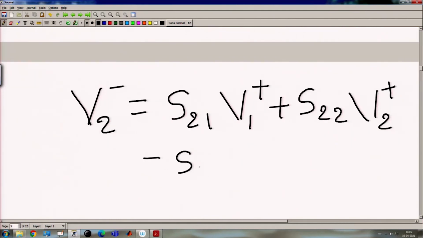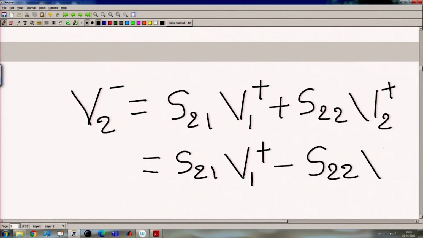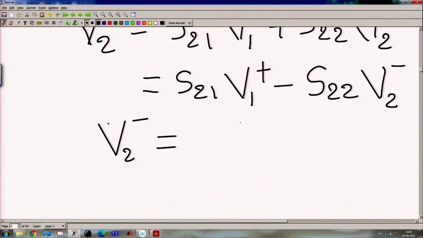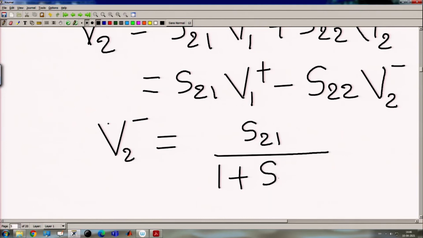Since V2 plus equal to minus V2 minus, this can be written as S21 V1 plus minus S22 V2 minus. So, after taking V2 minus common, we can write V2 minus equal to S21 divided by 1 plus S22 into V1 plus. So, this is the V2 minus.